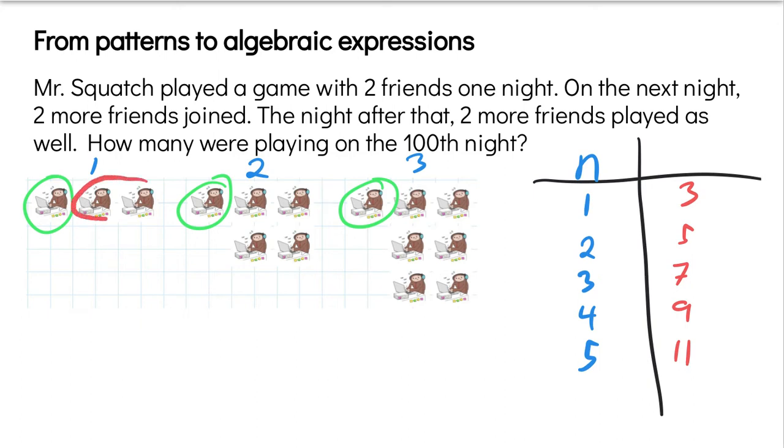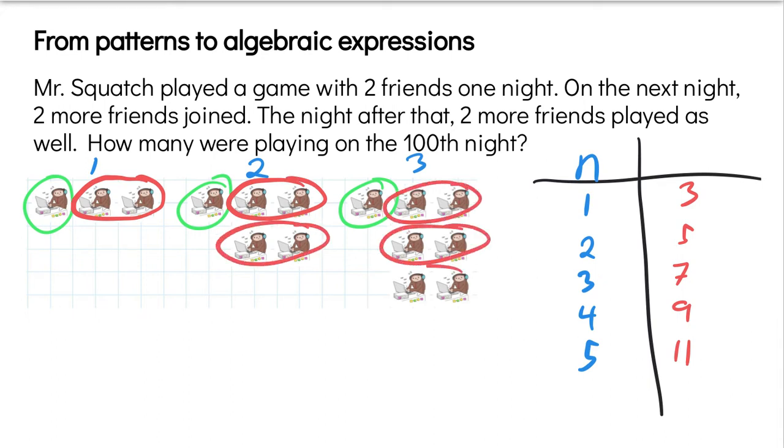Then I can see what's variable. Well, the rest of them are just groups of 2. Here's one group of 2, then 2 groups of 2, and 3 groups of 2. This is 1 group of 2, this is 2 groups of 2, this is 3 groups of 2. What we can see is all of these terms are n groups of 2. So we can write it like this. The first term is just 1 plus 2 times n.